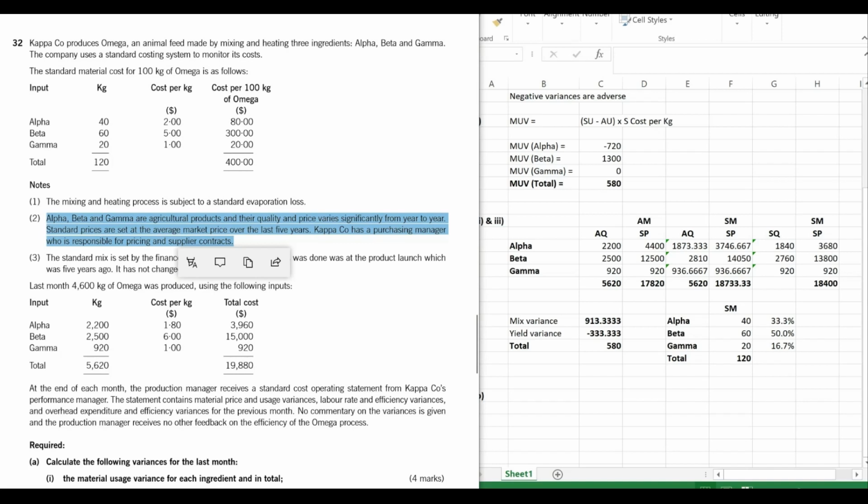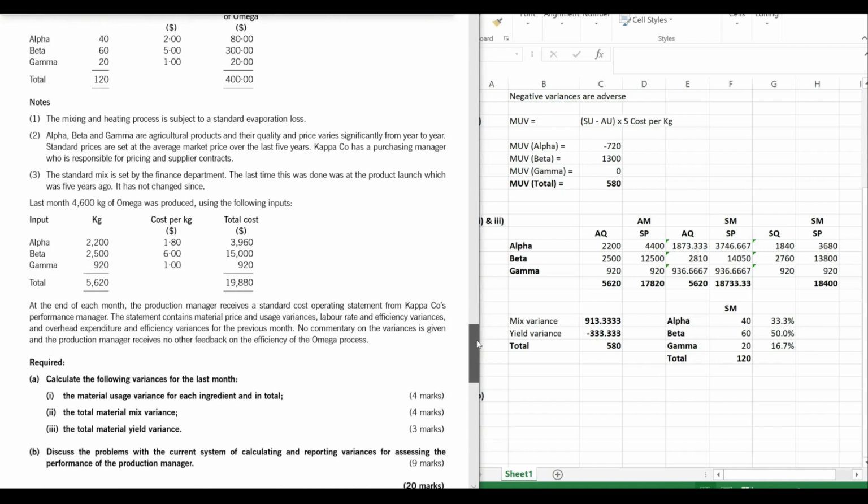Kappa Co has a purchasing manager who is responsible for pricing and supplier contracts. Okay, let's be careful here, because this is something that we can very easily overlook. Purchasing manager, right? We usually just think manager and we think, okay, it's talking about the same manager, but look at it down below. It says production manager, okay? So there's 2 different managers in this question, and because production and purchasing both start with P, in haste we might easily overlook this fact, right? But that's a solid thing that we can possibly discuss, right?